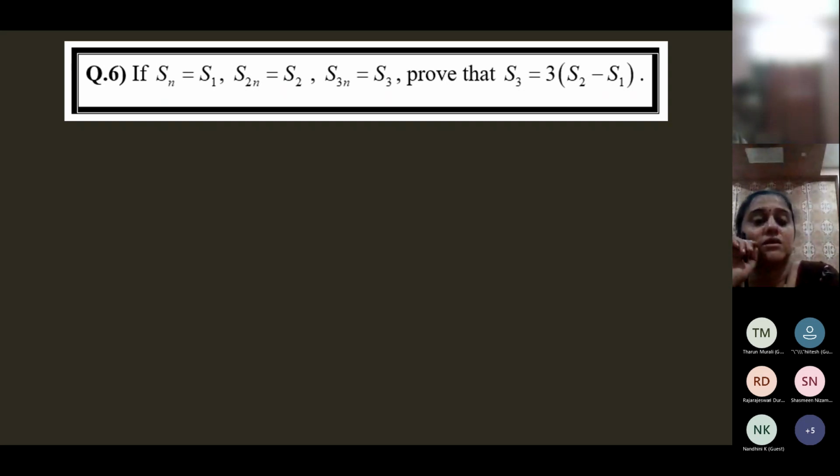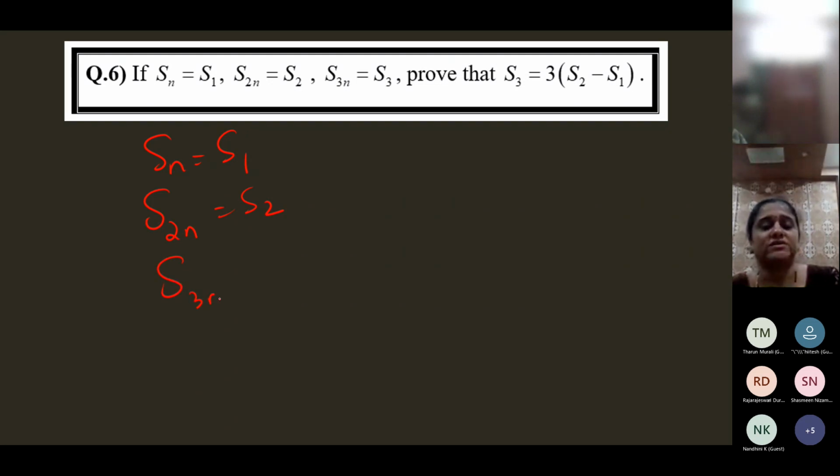Here, if the sum to the first n terms is S1, the sum to the first 2n terms is S2, and the sum to the first 3n terms is S3, then prove that S3 is equal to 3 times S2 minus S1.